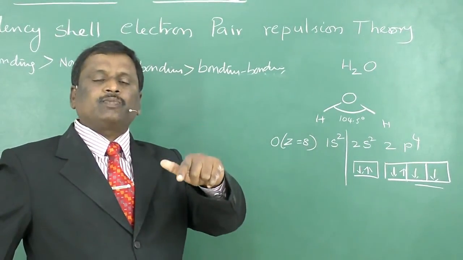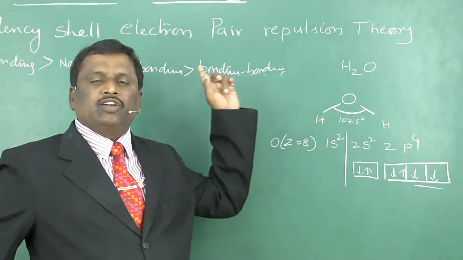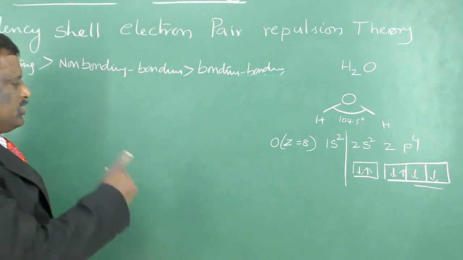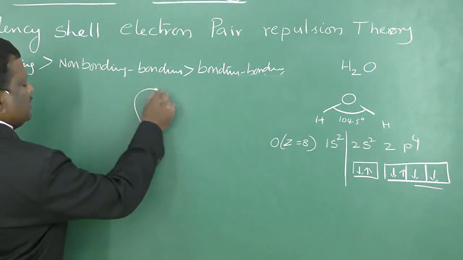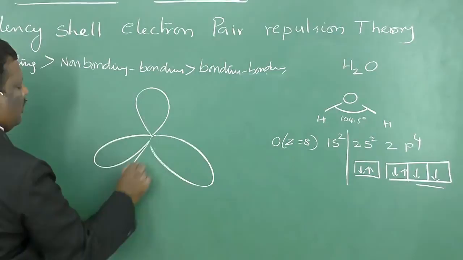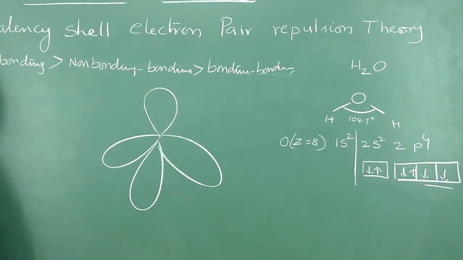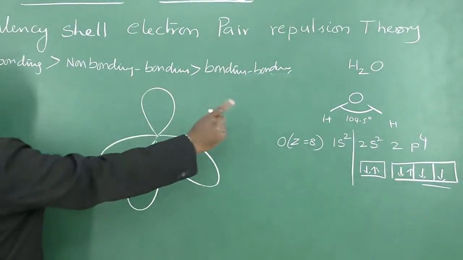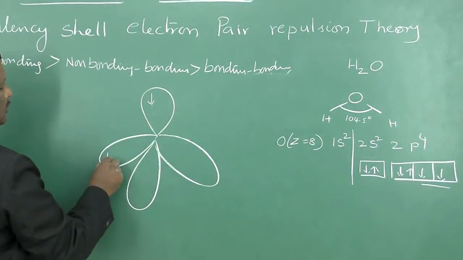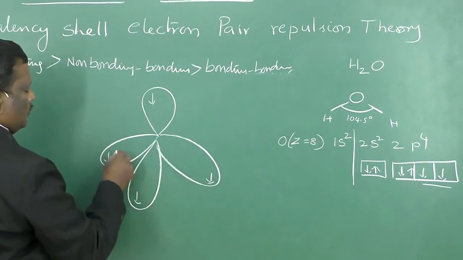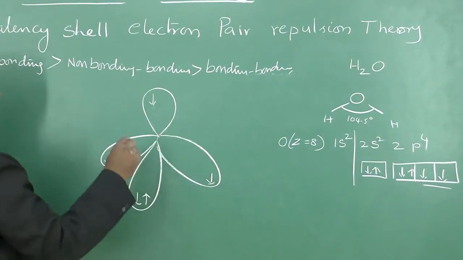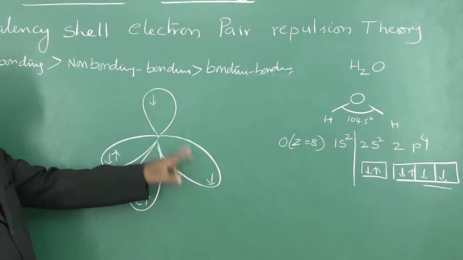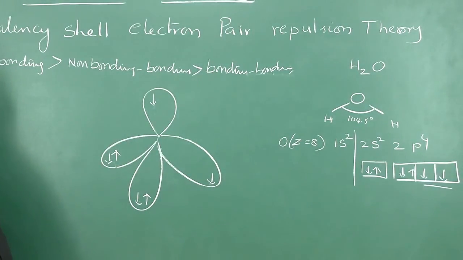So let us try to explain this structure in the light of VSEPR theory. Now let us consider that oxygen is involved in sp3 hybridization. If it is involved in sp3 hybridization, what happens? 4 hybrid orbitals are formed. In the valence shell of oxygen, we have 6 electrons: 1, 2, 3, 4, 5 and 6. 2 orbitals are filled with 2 electrons each, and the other 2 orbitals are half filled with 1 electron each.